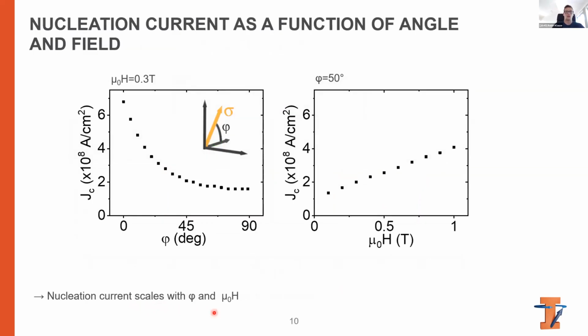And then finally, we looked at the nucleation current as a function of the out-of-plane spin accumulation angle and as a function of the applied magnetic field. We can see that as we decrease the angle, we need a higher charge current in order to nucleate the droplets. This is because with small angles, we have a smaller Z component of the spin polarization, which is the one that's efficient at generating these droplets and switching the PMA magnetization.